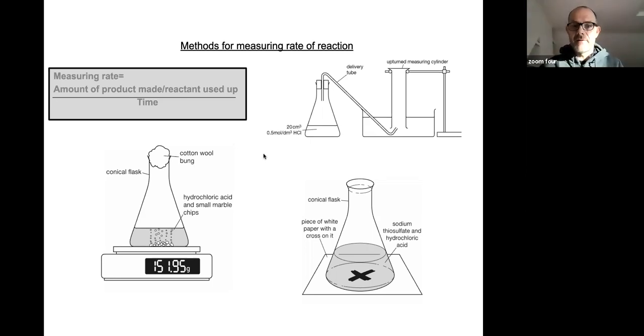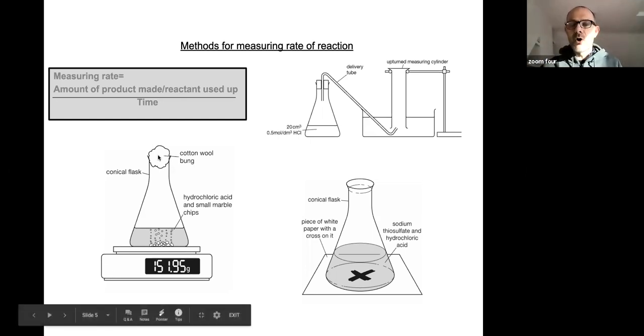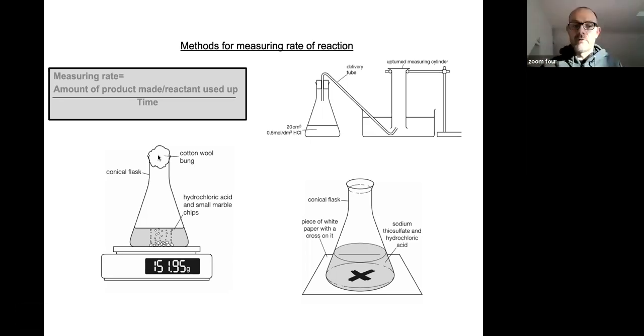And these are our 3 key methods. This one here, where we've got a clear gas being given off, anything that bubbles and makes a gas, or a metal and acid, marble chips and acid, we put it on a top pan balance there, put a cotton wool bung in it to stop any liquid being spat out, because that would ruin our results.